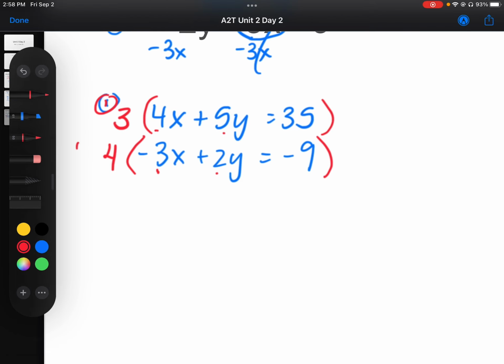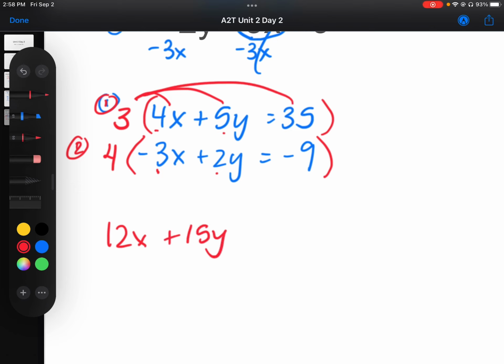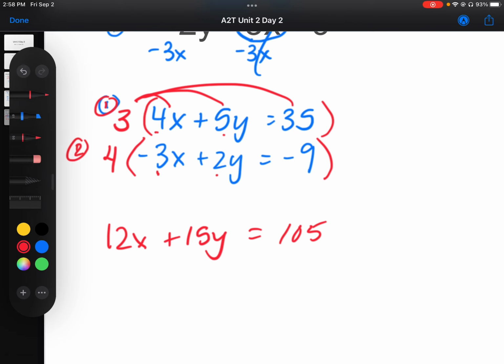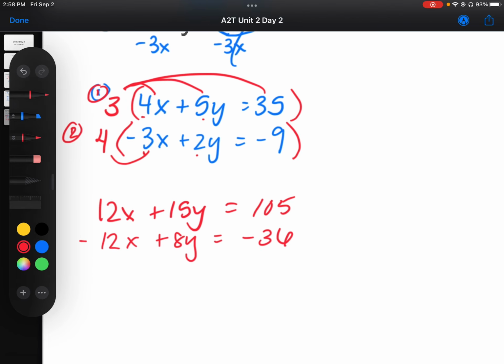So my new equation 1 is 3 times 4x is 12x. 3 times 5y is 15y. 3 times 35, do not forget to multiply each one. That's 105. New equation 2. See if you can pause the video and solve it from here.